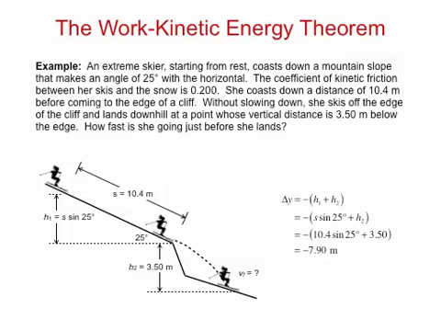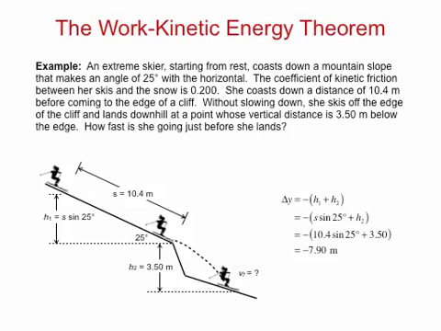The total vertical distance the skier traverses is h1 plus h2, where h1 is the vertical distance of the starting point from the cliff edge, and h2 is the vertical distance of the cliff edge from the landing point. The vertical displacement, delta y, is the negative of this distance because the landing point is lower than the starting point. The problem tells us that h sub 2 is equal to 3.50 meters. But we have to compute h1 from other information given in the problem.